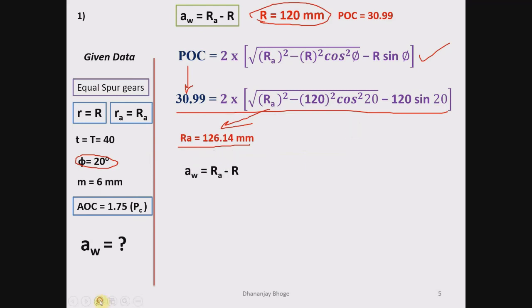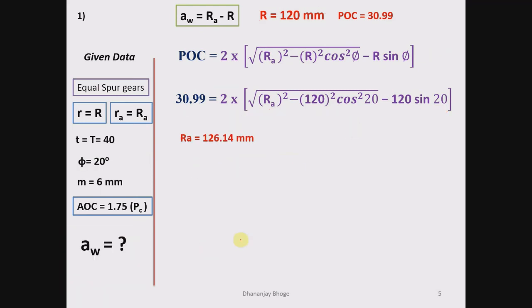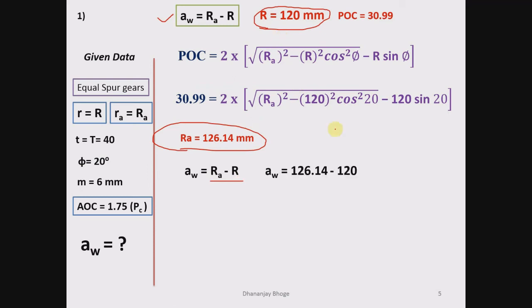So we can use this equation. We know RA now and we know R. So we can use this equation to find out the addendum. Addendum of wheel is equal to RA minus R, 126 minus 120. Correct? 6.14 millimeters. It's a very simple numerical. This was asked for 6 marks.